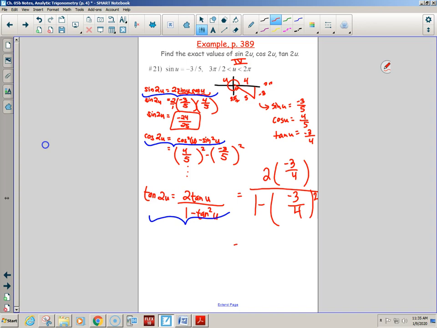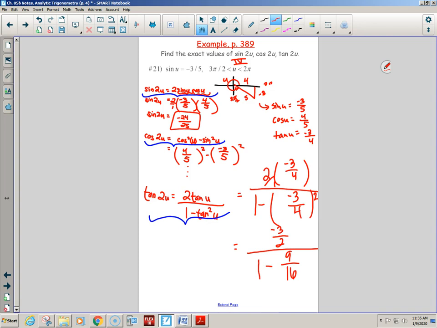PEMDAS would say exponent first. I mean parentheses, but there's no adding, subtracting, or multiplying inside parentheses. So I could do this one is 1 minus 9 over 16. The top I could technically multiply to be negative 6 over 4, which is negative 3 over 2. But sadly, guys, that's not going to be the multiple choice answer.